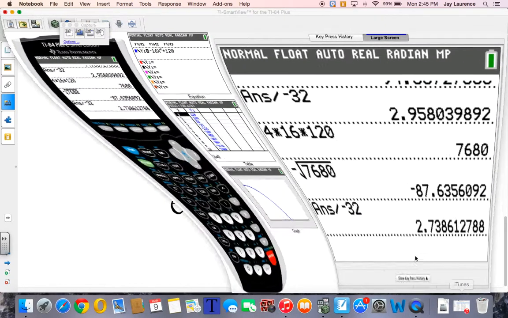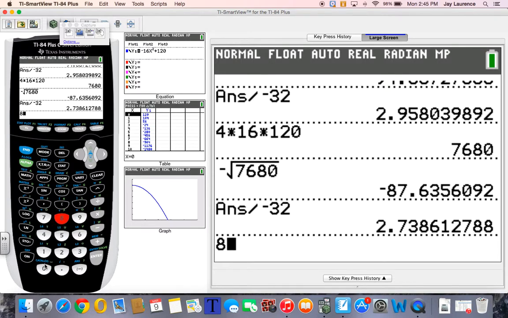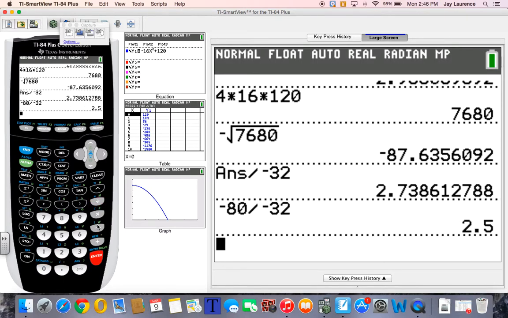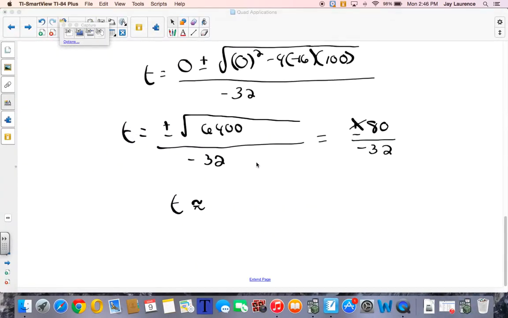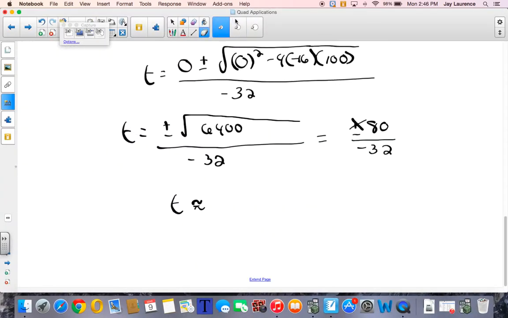So let's take 80. Oh, I'm sorry, it should be negative 80 divided by negative 32. And that'll get me 2.5 seconds. It actually came out even, so I don't have to do approximately. I'll say at 2.5 seconds, it reaches a height of 20 feet.